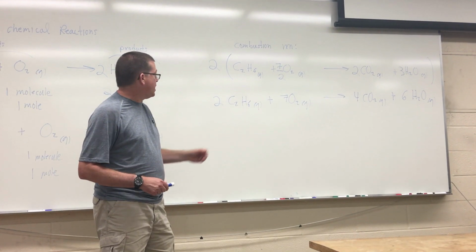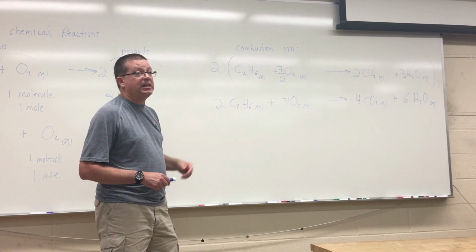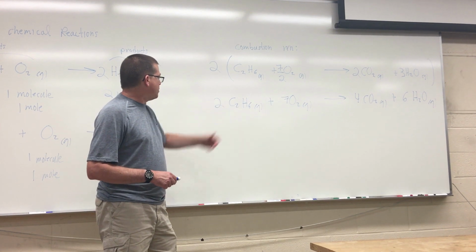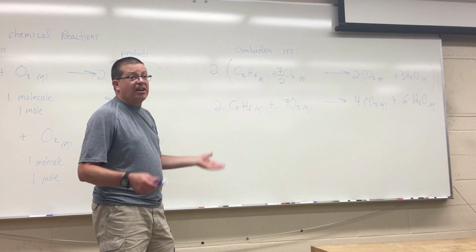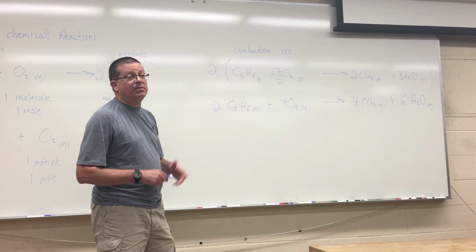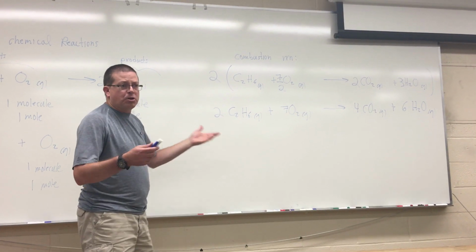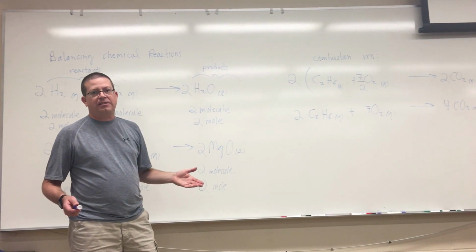You can do that by, again, checking the number of carbons on each side of the arrow, check the number of hydrogens on each side of the arrow, and check, lastly, the number of oxygen atoms on each side of the arrow. So we'll do more practice with this in class next time.